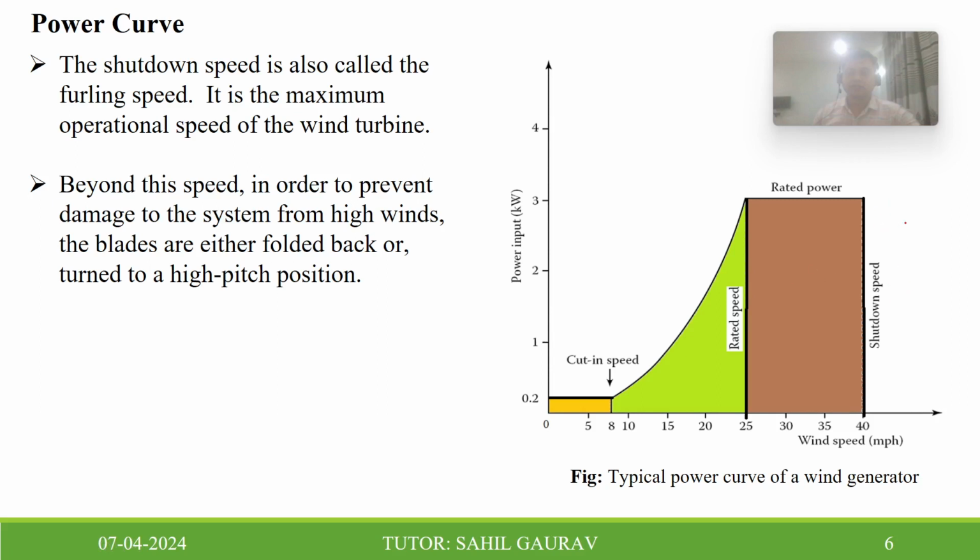So this shutdown speed has many names. Shutdown speed is also known as furling speed, or it is also known as cutoff speed. So till here, any doubt? Now we will start solving the problem.